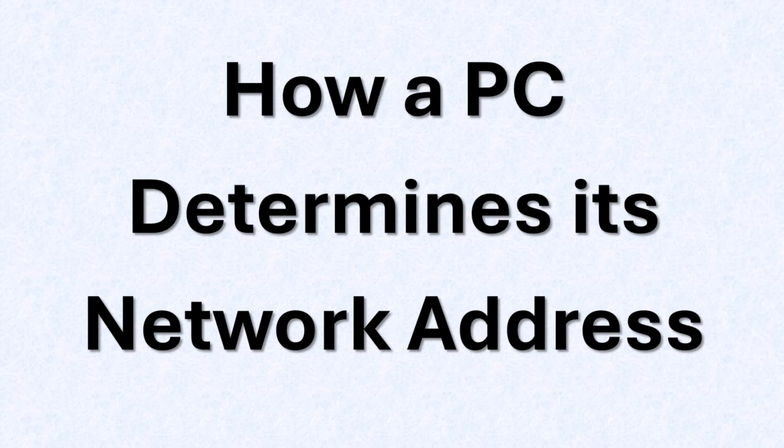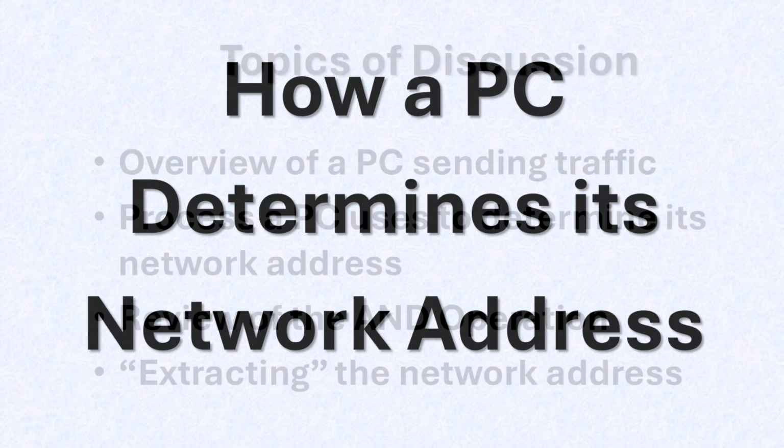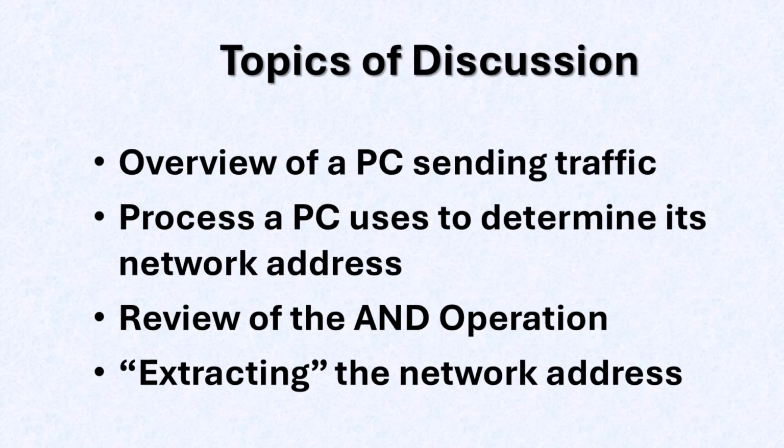Today we will see how a PC uses its subnet mask to determine its network address. We will discuss the following. Overview of a PC sending traffic. The process a PC uses to determine its network address. A quick review of the AND operation. Examples of extracting the network address.